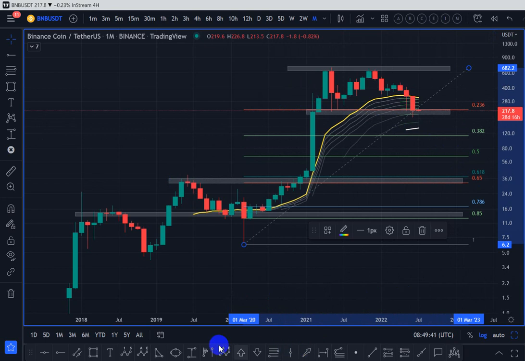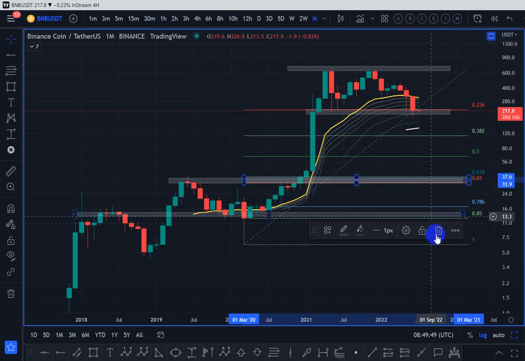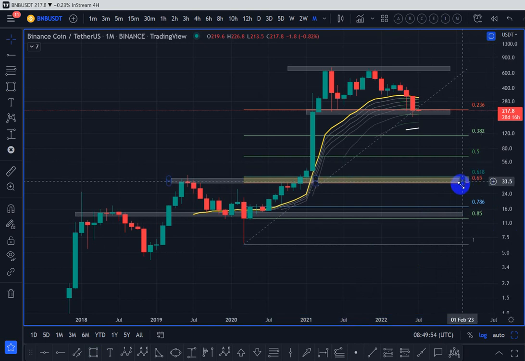And usually I mark the Fibonacci golden pocket with some kind of yellowish color. So over here, I will mark that and change the color so that I will know that it is the golden pocket for this movement. And if the price goes lower, these areas will be the areas where it might find support, not resistance.